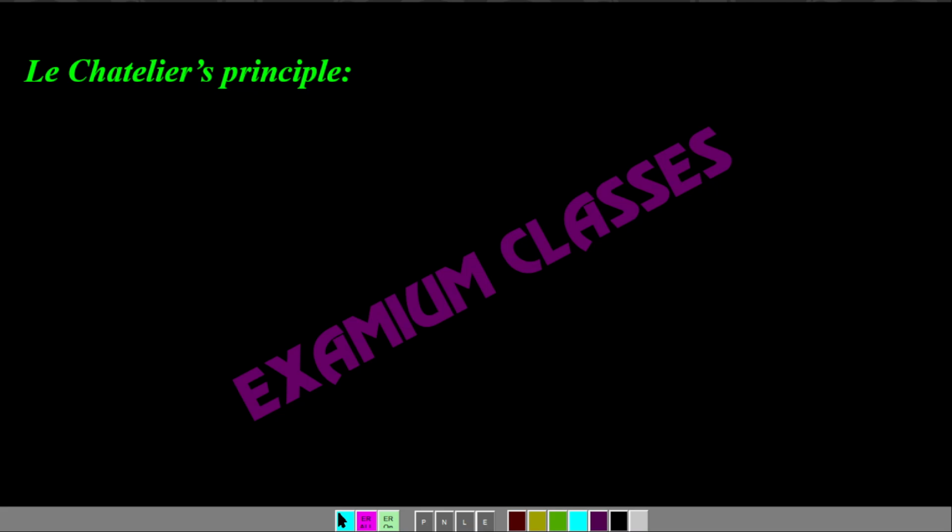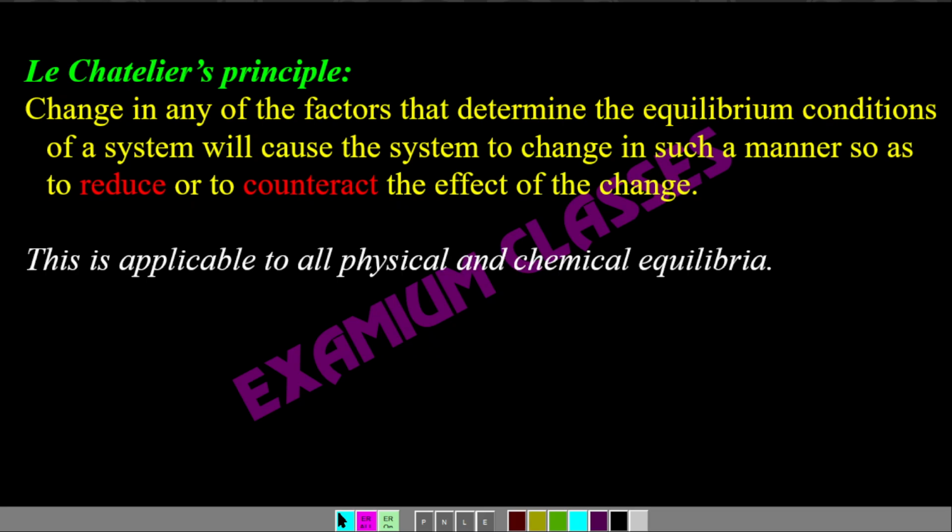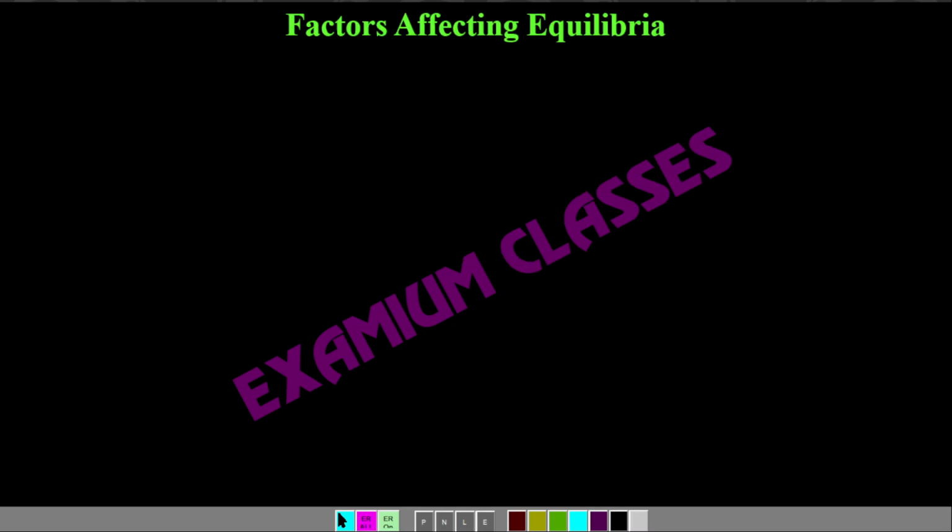How does it affect it? That is something I will be talking about later on, but first the definition. Change in any of the factors that determine the equilibrium conditions of a system will cause the system to change in such a manner so as to reduce or to counteract the effect of the change. In simple English, if we make any change, the reaction will oppose it. This is applicable to all physical and chemical equilibria.